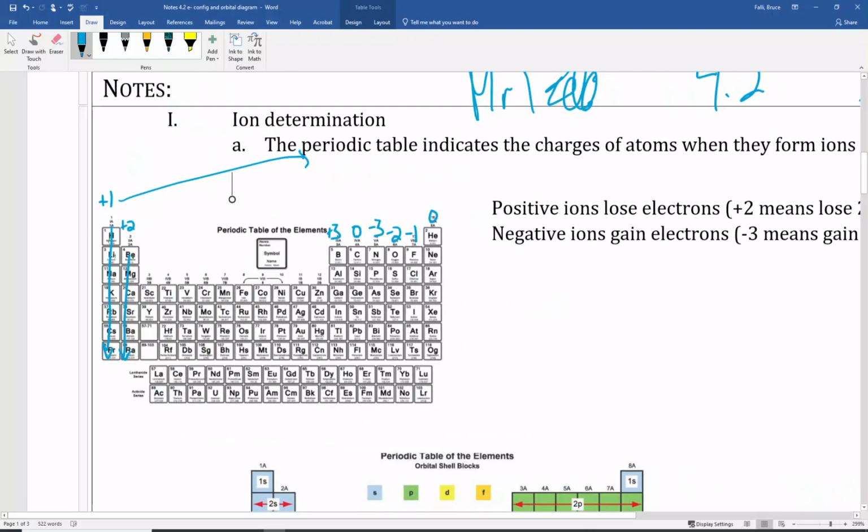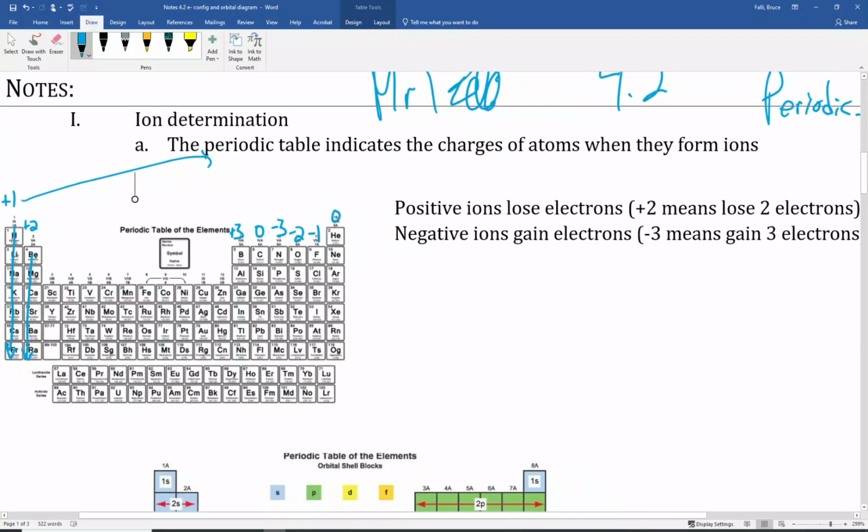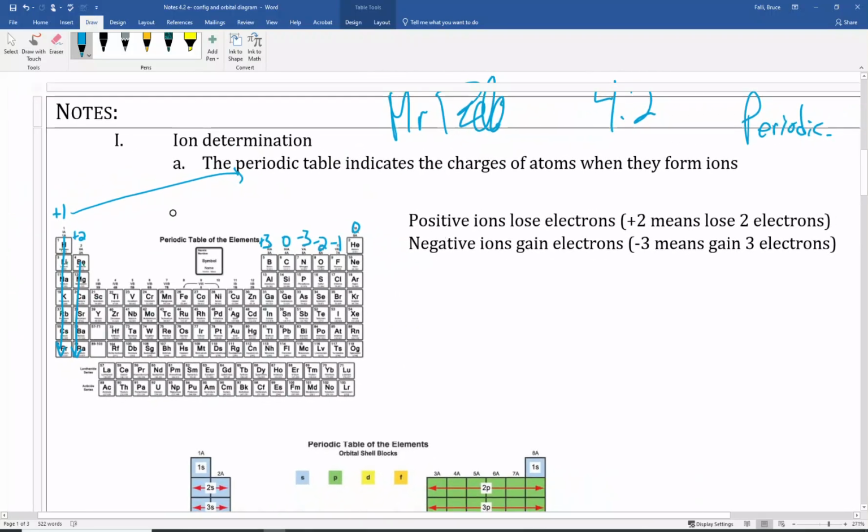Okay. Positive ions, remember, lose electrons. So if you're +2, you lose 2 electrons. And negative ions gain electrons. -3 means gain 3 electrons. Never change protons.